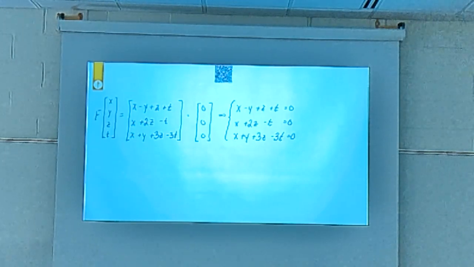Oh, look, we're going back to RREF. That's actually a system of homogeneous linear equations, right? That's a homogeneous system, which makes the row reduction even easier because we ignore the augmented part. We just have the coefficient matrix.